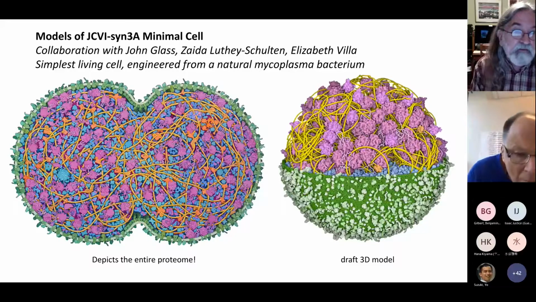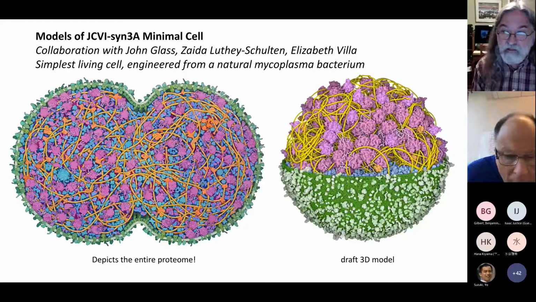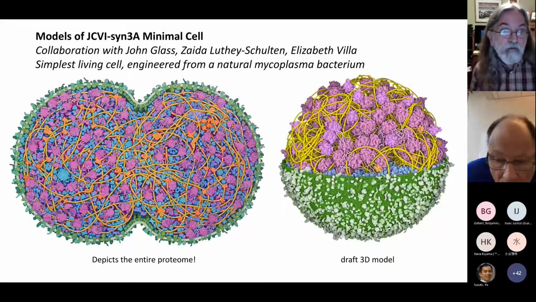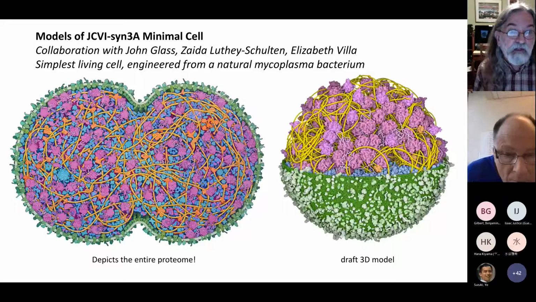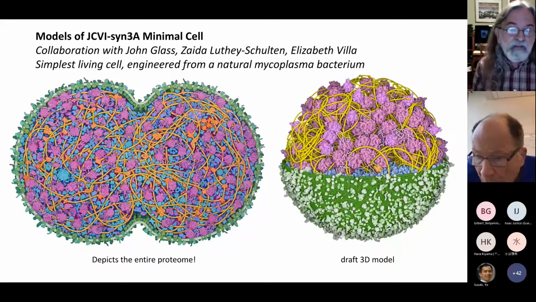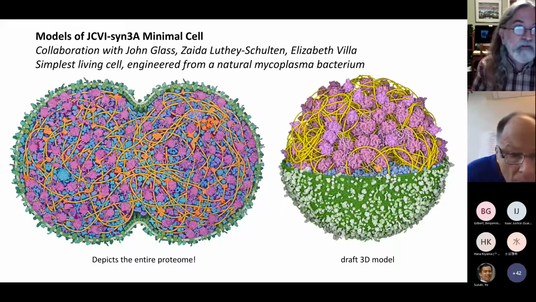Another real advantage of the syn3A cell is, of course, that it's an engineered cell. So that's a wonderful story to tell when using these kind of depictions for science outreach and education. So it adds a whole other wrinkle to the whole thing.